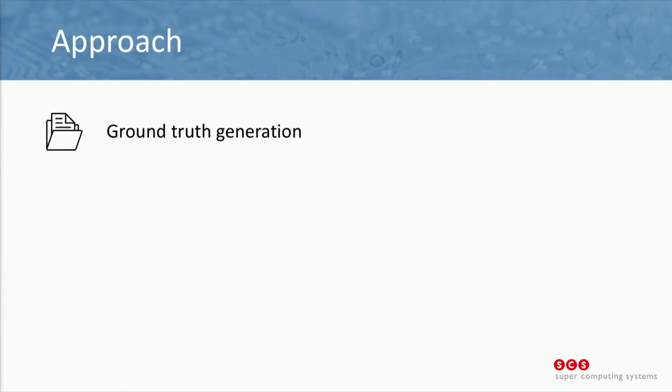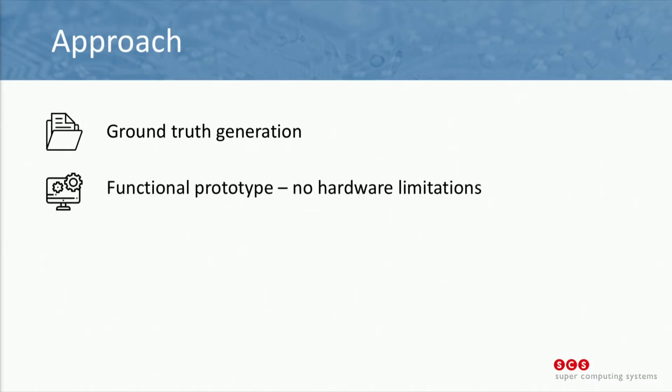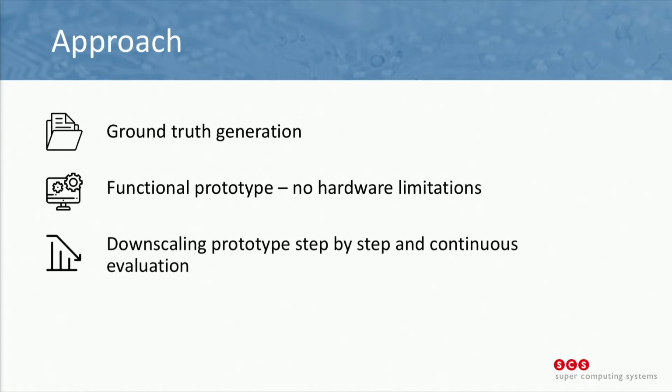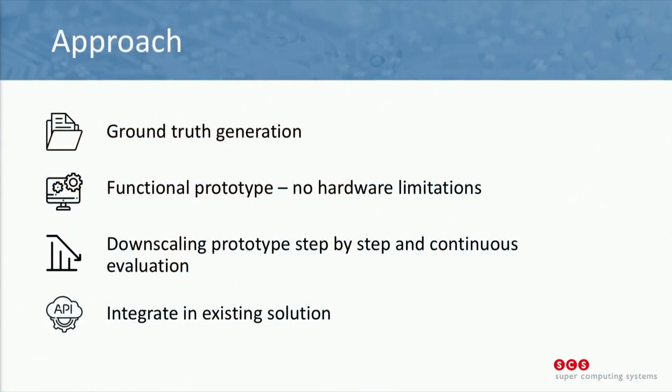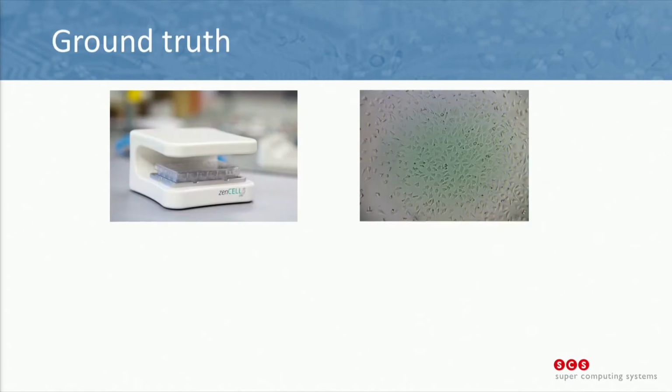What was the approach that we took for this project? First, I'm going to talk about the ground truth generation. Then I'm going to talk about the functional prototype that we set up. That is a prototype that has no hardware limitations and is just there to do the task that we want the final algorithm to complete as well. Then we're going to talk about downscaling the prototype step by step and continuously evaluating how well it is doing. And finally, we have to integrate it in the existing solution that was developed by our partner Inome.